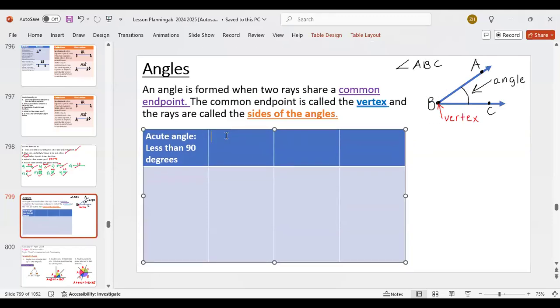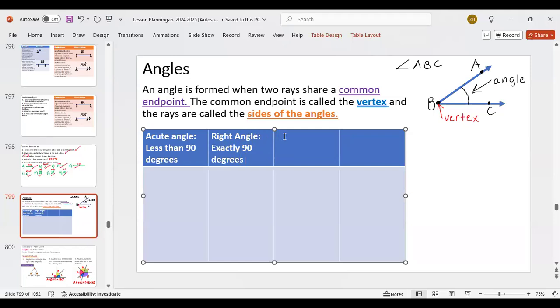All right, an acute angle. Then you have a right angle. And a right angle is going to be what? Exactly 90 degrees.